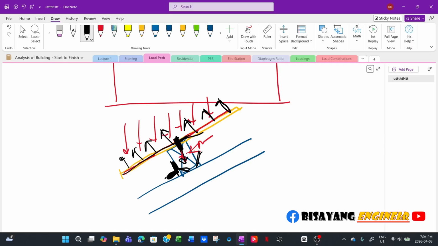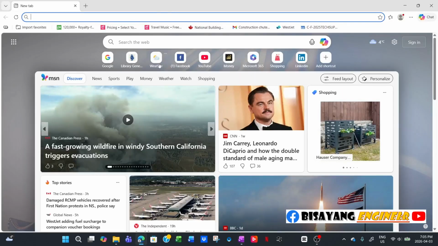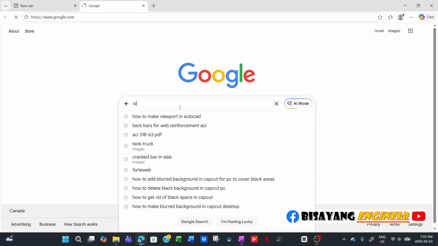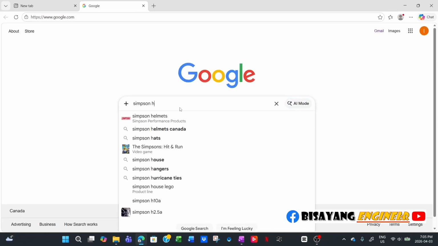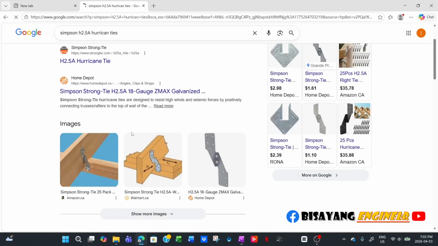Now this angle can resist both gravity loads and lateral loads, but most of the time what we do is we will have some kind of hurricane ties, Simpson hurricane ties. So let's try. So this is what it looks like. Say it's 2.5 a. Okay. So this one.